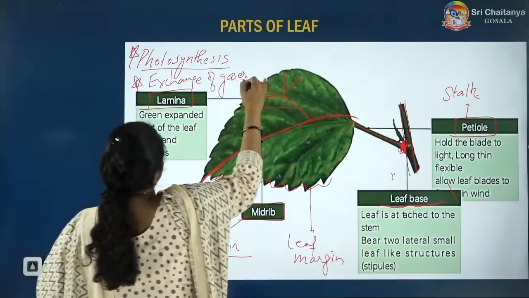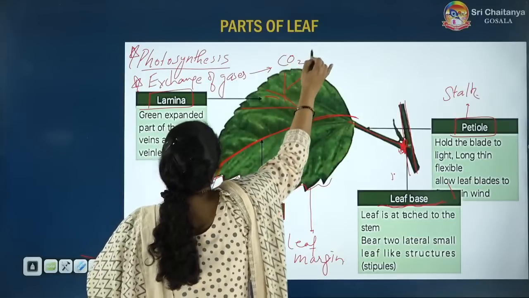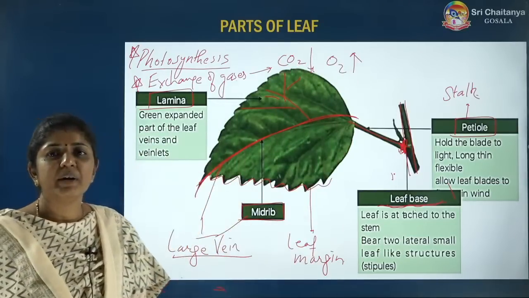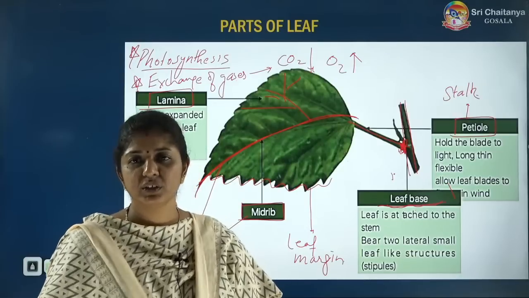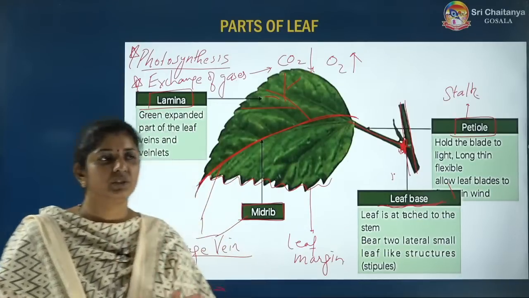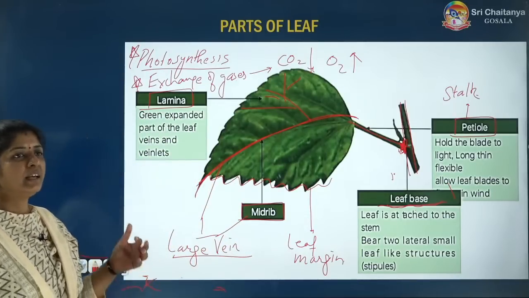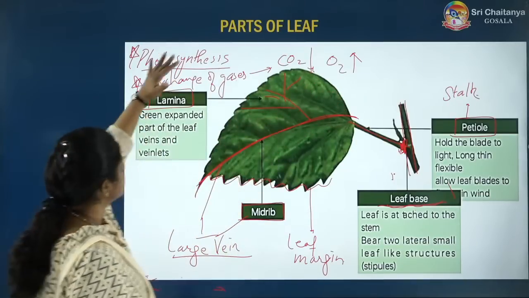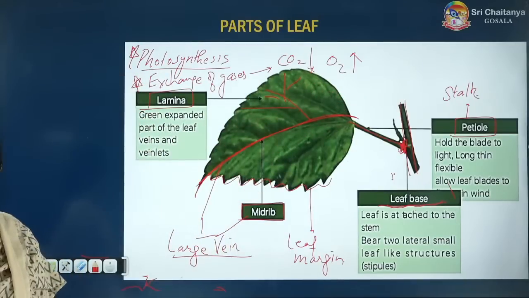What is the exchange of gases they are doing? Carbon dioxide taking in, oxygen they are giving out. Carbon dioxide is required for photosynthesis. I am taking this in context to photosynthesis. Carbon dioxide is going to be in and oxygen out. So these are the two primary roles of the leaf.